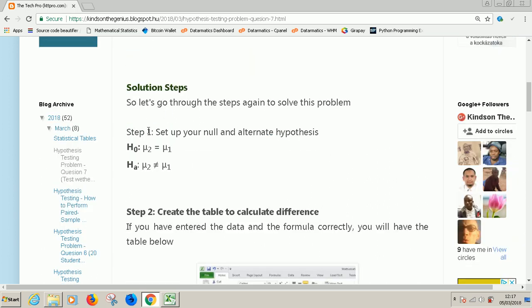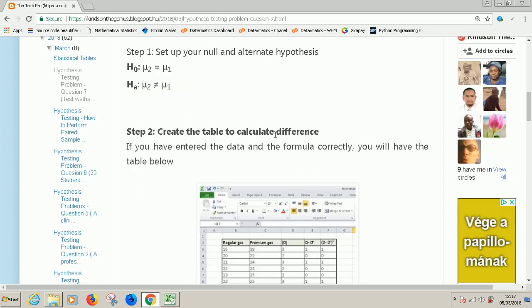Okay, solution step, this is step 1. Set up the null and alternate hypothesis. I'm sure you understand that. The null hypothesis says that the two are the same. The alternate says the two are not the same. So it's actually comparing the two means.